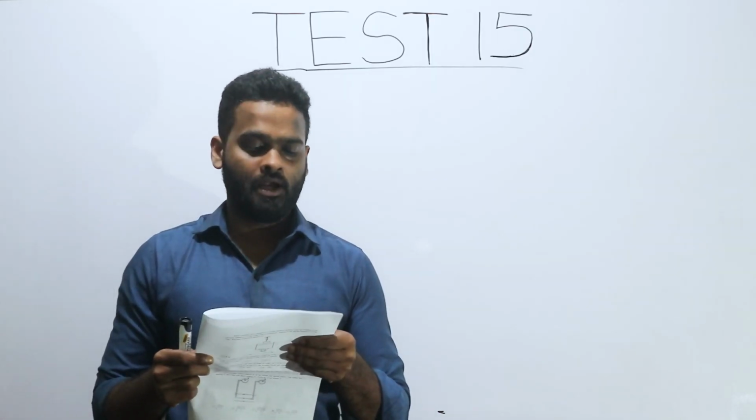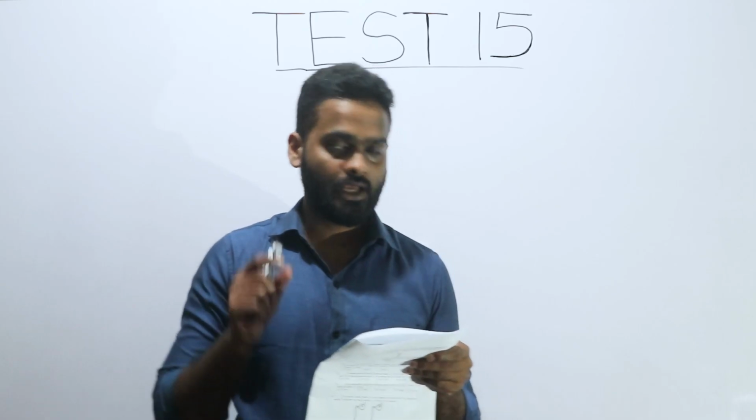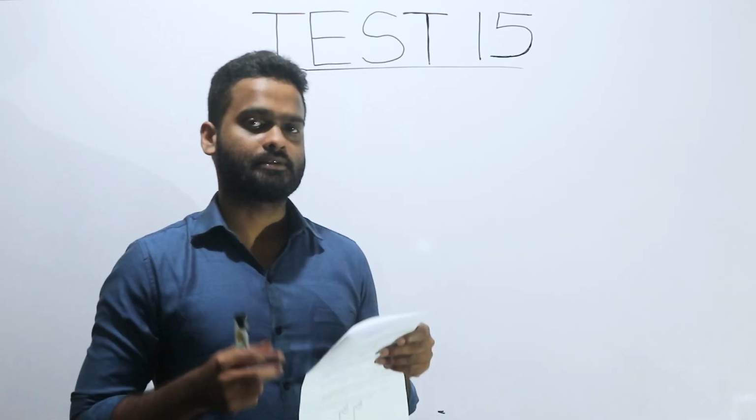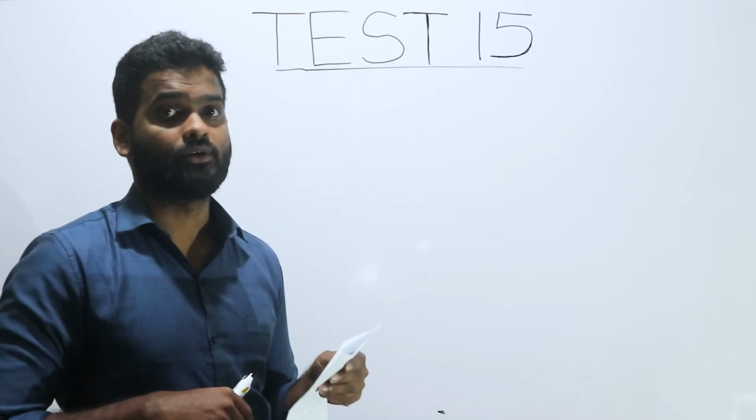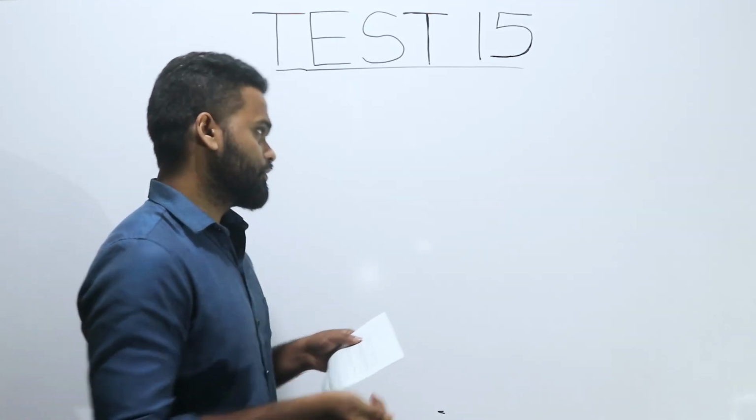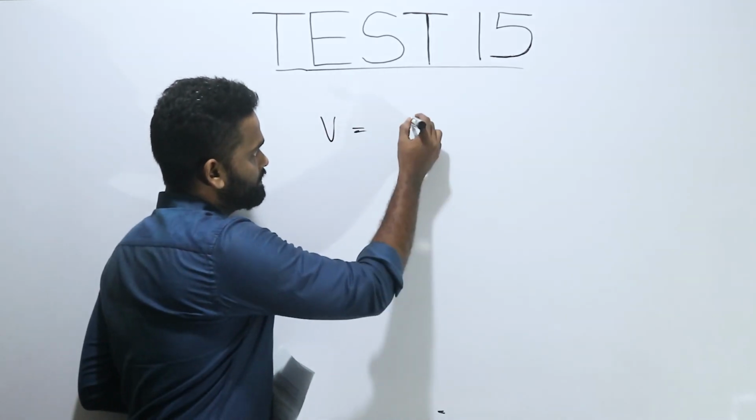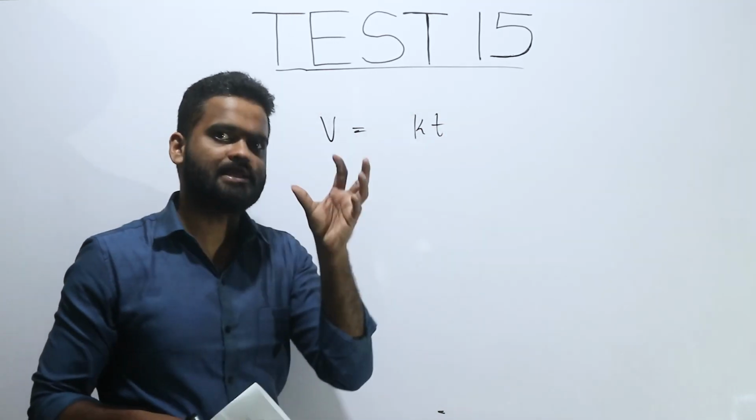Fourth question. A particle starting from rest has a velocity that increases linearly with time as v equals kt. Then the distance covered by it in the first 3 seconds is... There are many ways to do a question like this, like you can use calculus, but here we are not going to use that because that is not in the syllabus. So the equation they have given is v equals kt. So this is just a familiar equation.